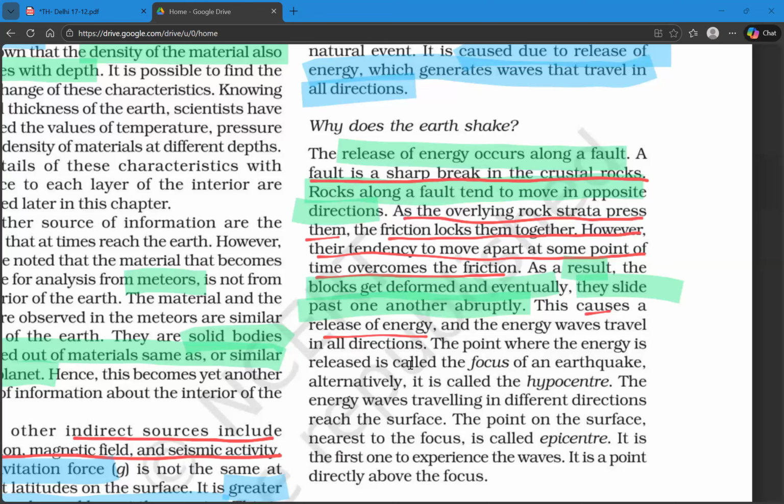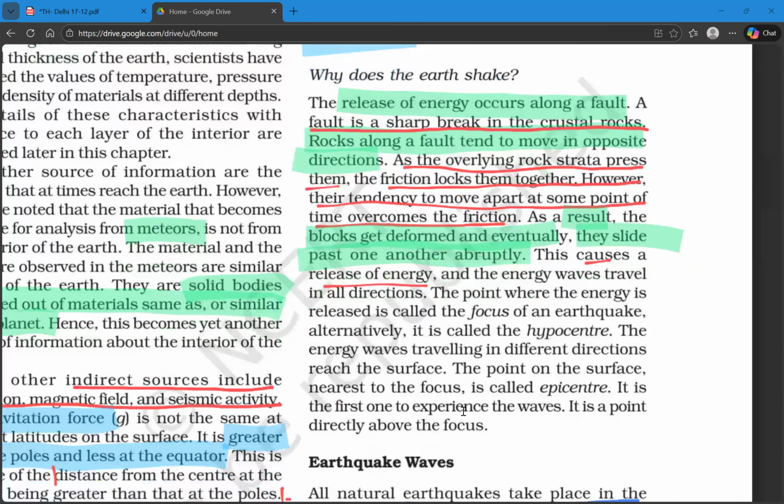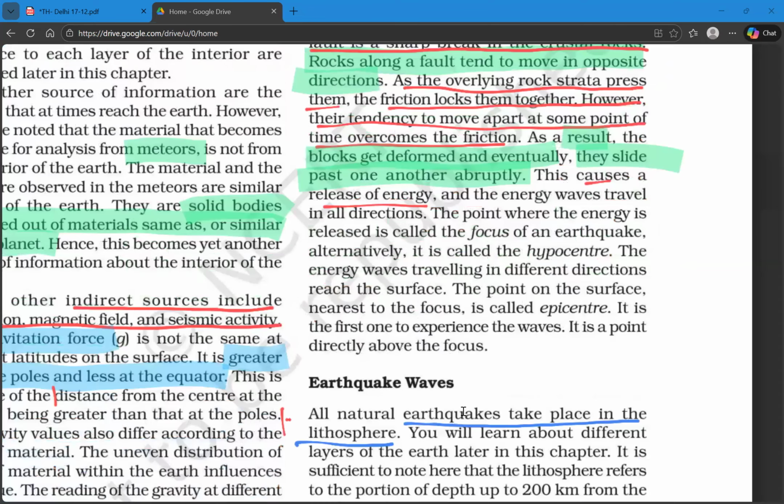So, from the epicenter, it is the shortest distance between the focus and epicenter. It is the first one to experience the waves. Which is the first one? Epicenter. Epicenter is the first one to experience the waves. It is a point directly above the focus. Next, we will see the earthquake waves.